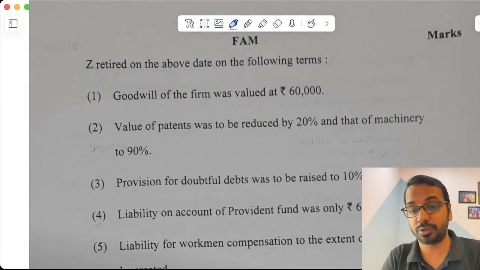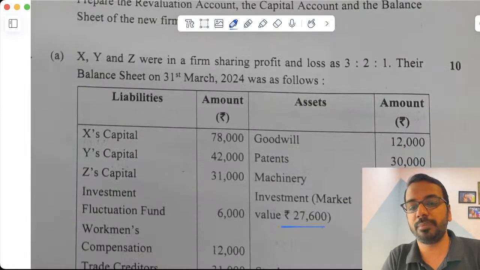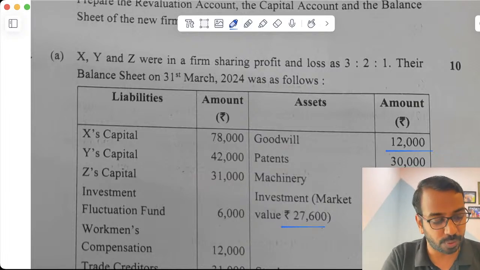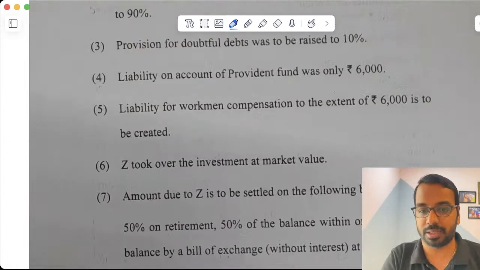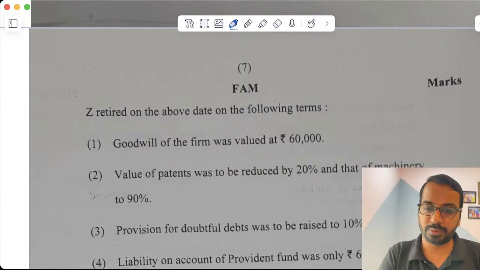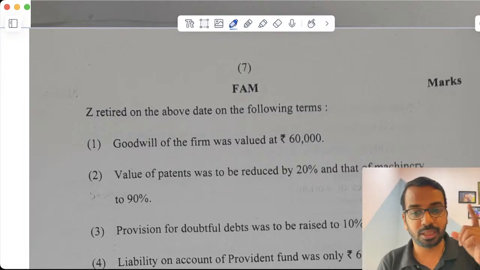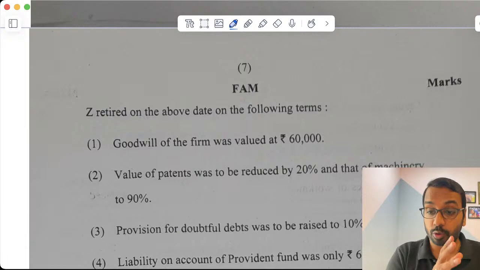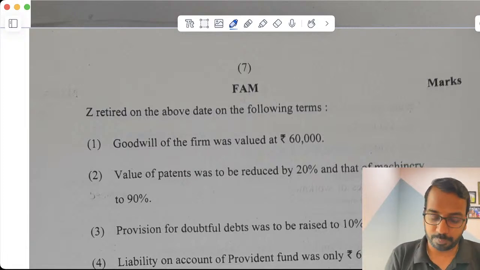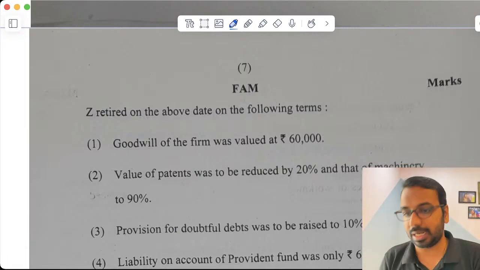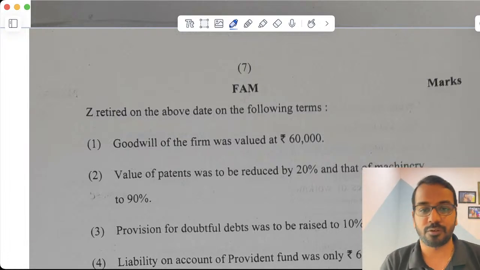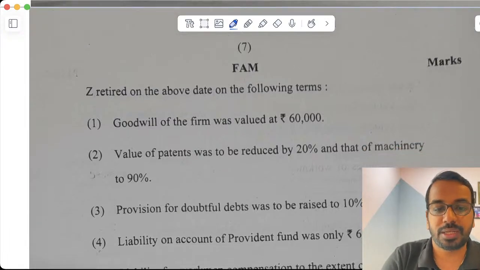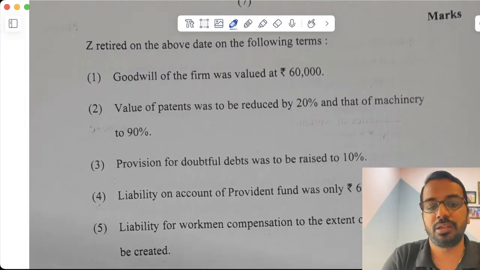Goodwill was valued at 60,000. So how to handle this? There are two ways. One, write off this goodwill and then for the new goodwill amount you do the partners' adjustment, or only for the differential you do the adjustment to the partners. Normally, we have done one problem in the class. Earlier we had a question in the study material where they had goodwill given in the balance sheet. We have that problem and solution given in our classes also. Instead I removed that question and they have asked that question in this examination. Okay, value of patents was to be reduced by 20%, machinery to 90%.